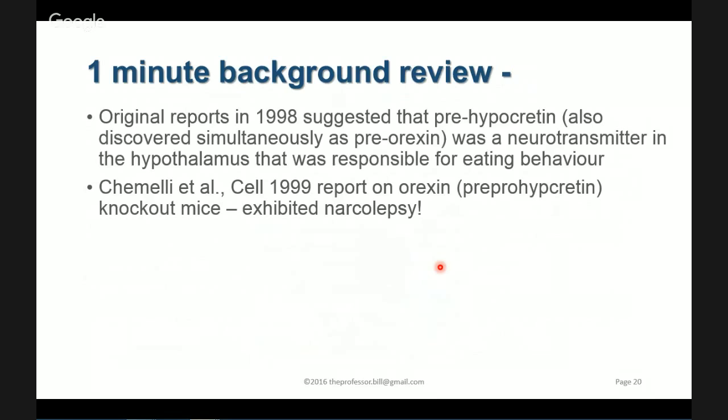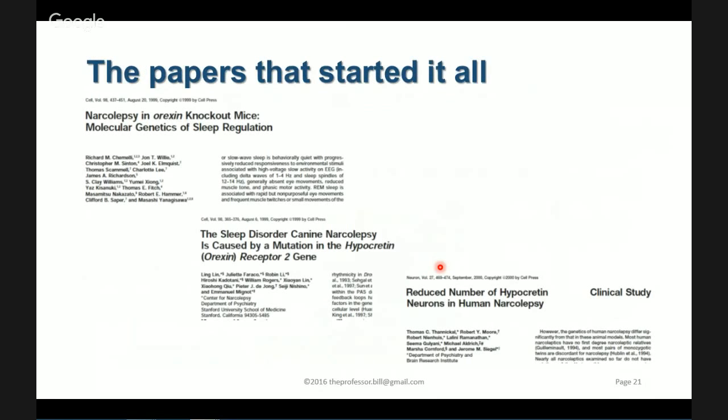So a neurotransmitter that was supposedly involved in something like eating and only for eating actually turned out to have multiple functions. And in this case, it was important in keeping you awake, because if you knocked it out, it caused these mice to have narcolepsy. And these are where these papers came out back to back to back in Cell and in Neuron and in other places, where orexin or hypocretin knockout mice exhibited narcolepsy.